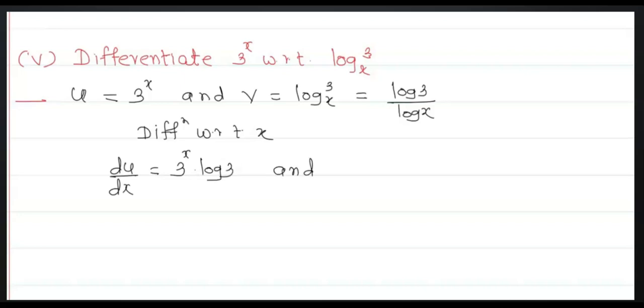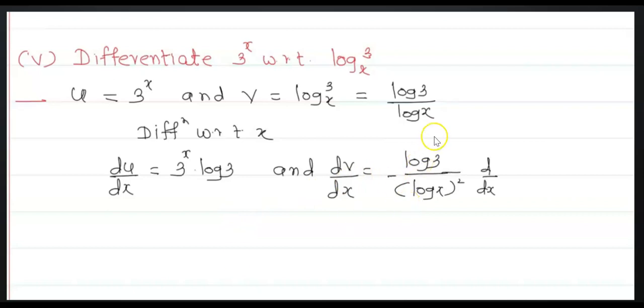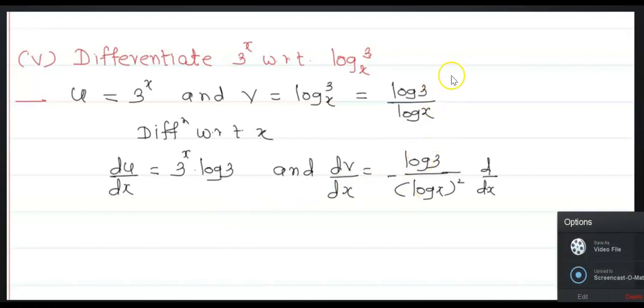And for dv by dx, log of 3 is a constant, and then we have 1 upon log x. The derivative of 1 upon log x is important. That is 1 upon log x, that is 1 upon v. Its derivative is minus 1 upon v square into the derivative of v. In the same manner, that is minus 1 upon (log of x) bracket square into the derivative of log of x. What's the derivative of log of x? It is 1 upon x. Now see this here.